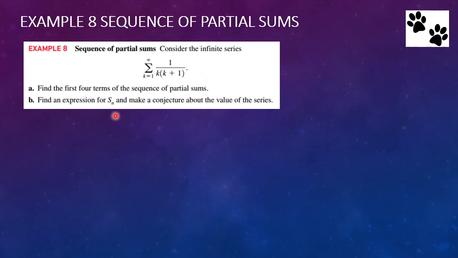And then for part B, find an expression for s sub n and make a conjecture about the value of the series. So go ahead and hit pause and try A and B, and then when you're ready, start playing again.